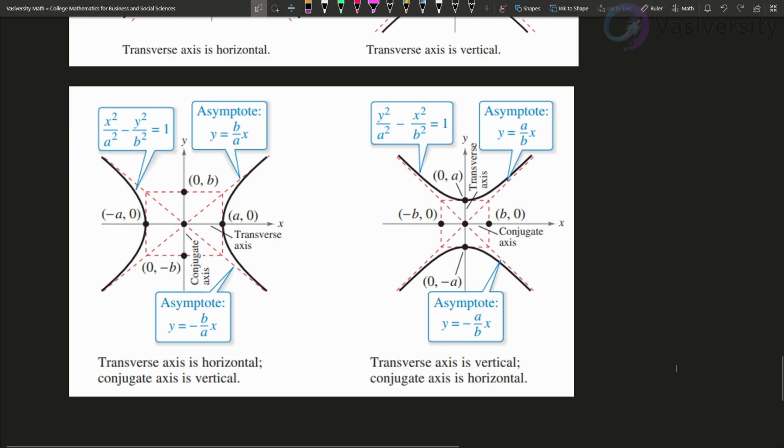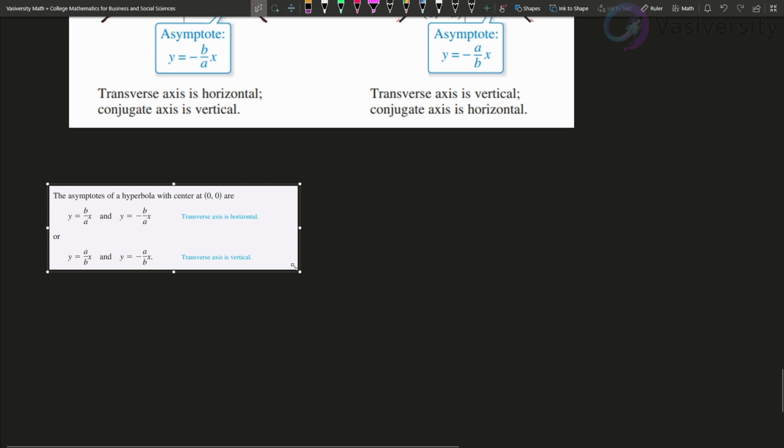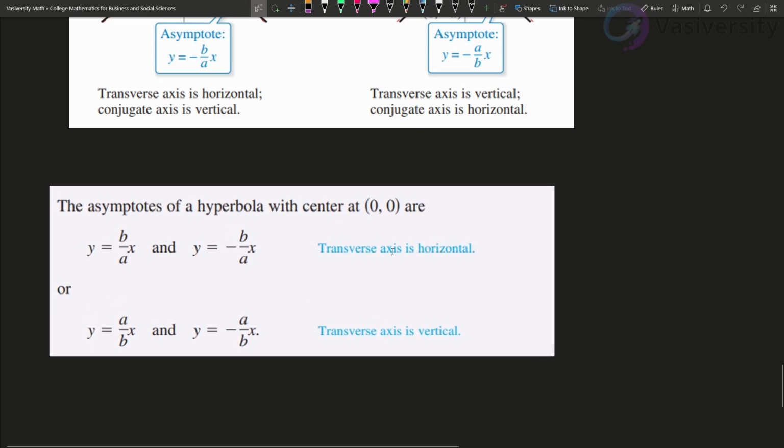All right, so here are some useful formulas to remember. The hyperbola's oblique asymptotes, with a center of 0, 0, for the transverse axis being horizontal, are two equations, right? y equals positive b over a times x and y equals negative b over a times x. For the transverse axis being vertical, we're going to have y equals a over b times x and y equals negative a over b times x.